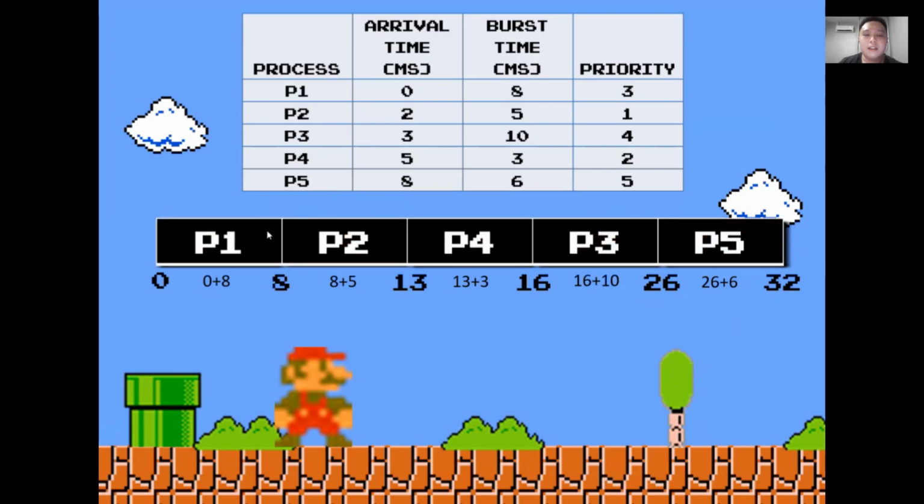As you can see, we also put P1 before P2, although the P1 priority number is larger than P2. Why? It's because the arrival time of process 1 is 0 here. So we have to put the 0 ms arrival time as the start of the solution, which means that the 0 here also becomes the response time of P1.